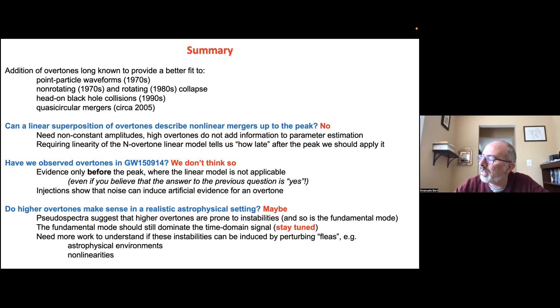But in any case, the point that I'm trying to make is not how nonlinear the merger is. It's whether you can really use a fully linear model all the way to the peak. And I just think that's too much. I don't know if I answered your question, Luis. You know that we had endless discussions about this.